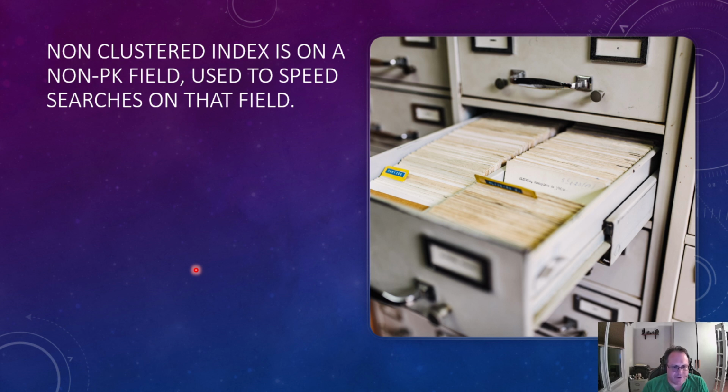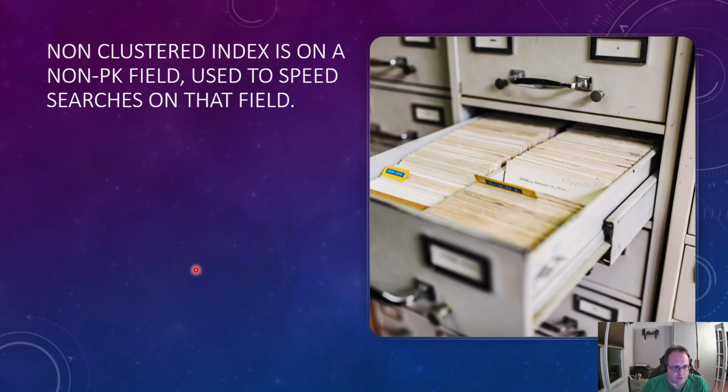If you pick up your database book and I ask you to look everywhere in the book for the word table, you could start on page 1 and read every word and write down the page numbers for every time the word table is mentioned, or you could turn to the index, the back of the book, and it's already done for you. And it speeds up searches on that field, speeds up searches for that word.